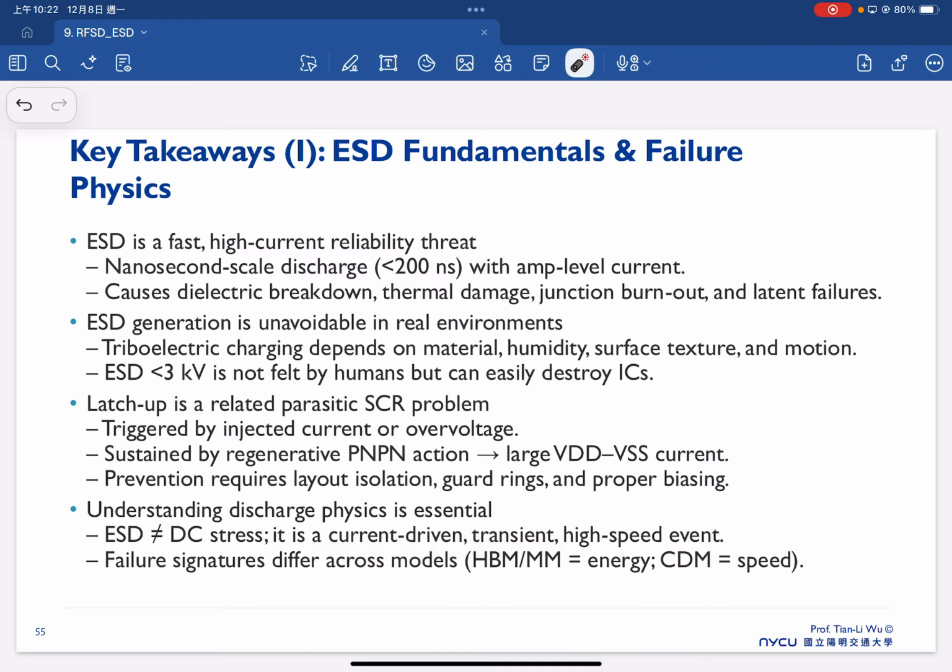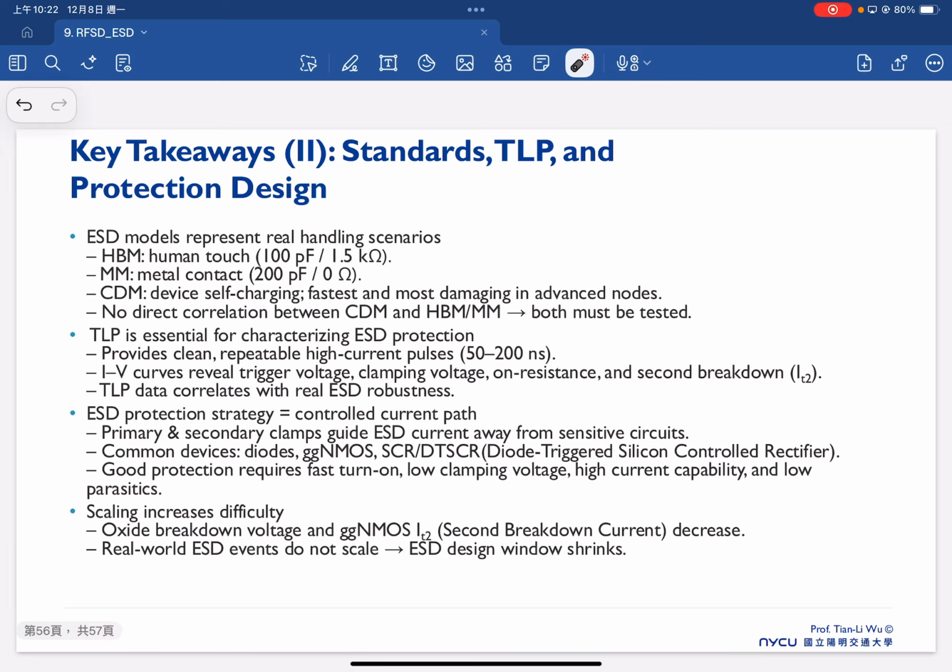We have HBM, which is mainly related to energy, and CDM, which is mainly related to speed. We also talked about several models already, related to HBM, MM, and CDM. And we also talked about TLP, which is essential to characterize ESD protections. It gives us very clean and repeatable high-current pulses that are very good for ESD stability diagnosis.